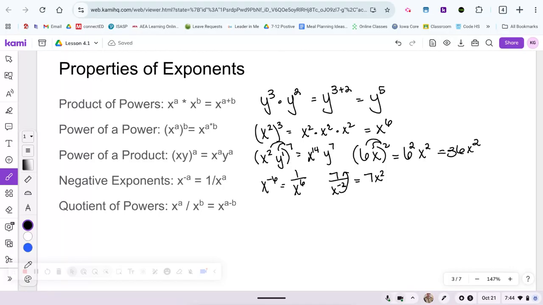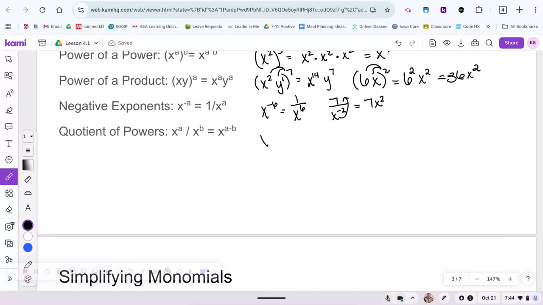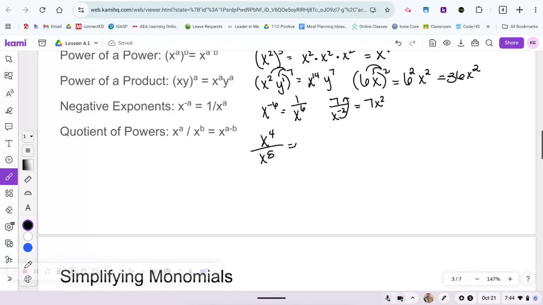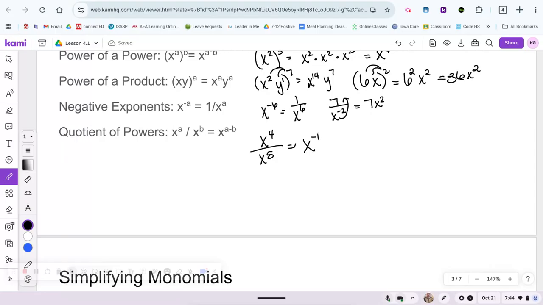And the last one is quotient or division of powers. So that's saying if I had x to the 4th over x to the 5th, I would subtract them, which would be x to the negative 1st, and then I can't have a negative exponent, so then I would make it 1 over x to the 1st. Whereas if I had the 5th power on top, because it's larger, in this case 5 minus 4 would be positive 1, and I wouldn't have to worry about reciprocating it.